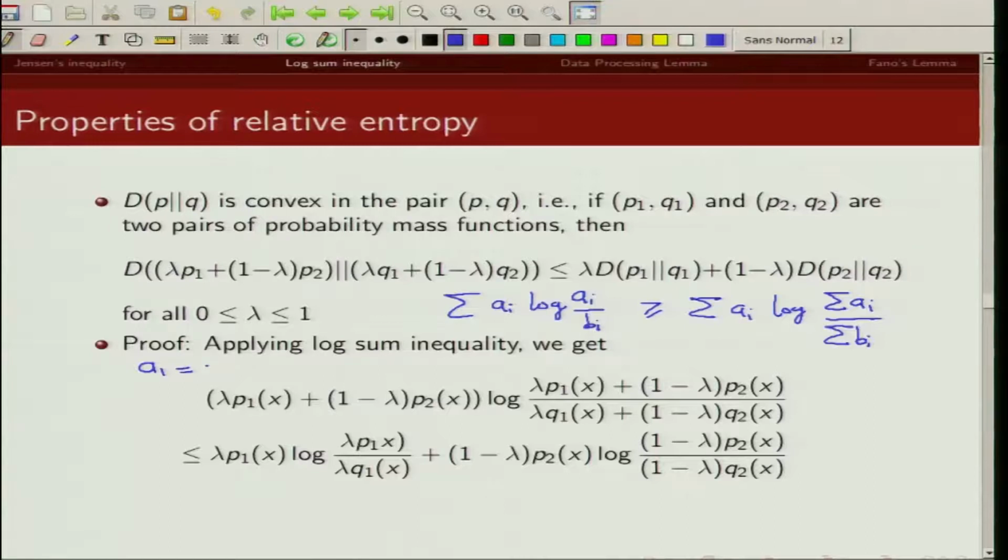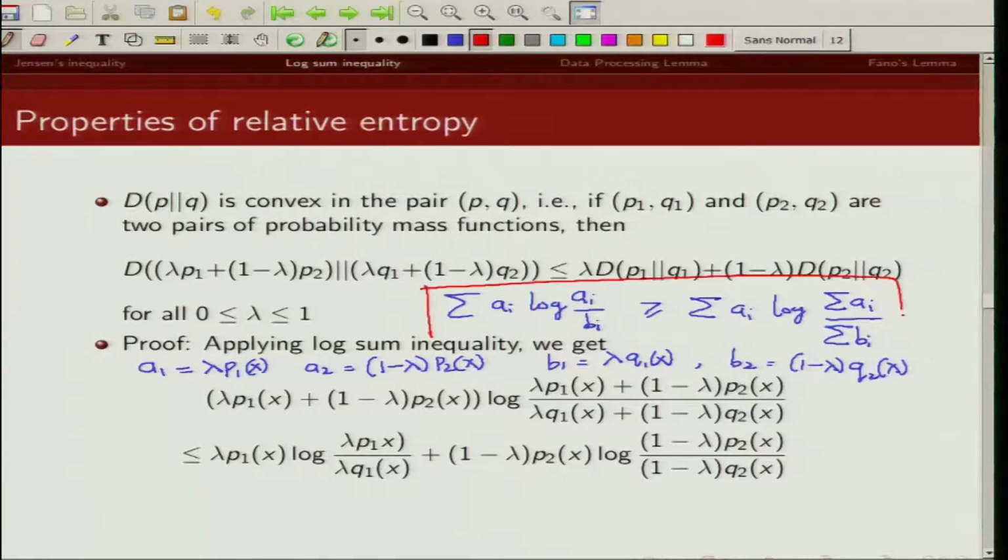Now let us take a1 to be lambda times p1(x) and a2 to be 1 minus lambda times p2(x). Similarly, let us take b1 to be lambda times q1(x) and b2 to be 1 minus lambda times q2(x), and plug in these values of a1, a2 and b1, b2 into our log sum inequality.